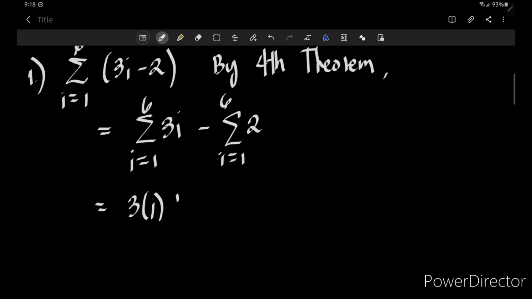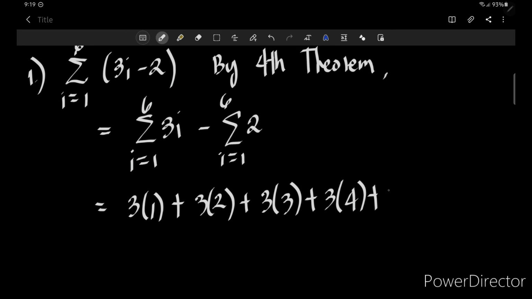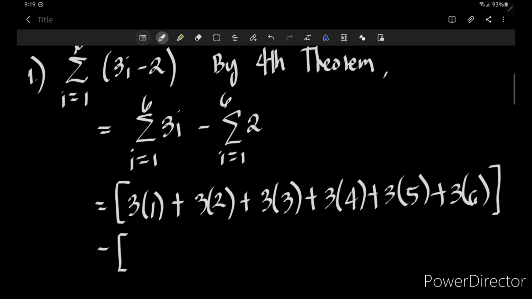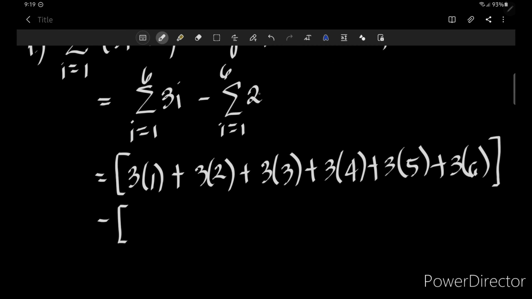So, mangyayari dito, magkakaroon tayo ng 3 times 1 plus 3 times 2, plus 3 times 3, plus 3 times 4, plus 3 times 5, plus 3 times 6. Then, gawin ng bracket para hindi ka malito. Minus, another bracket. Ito naman yung ating isa-solve. Since constant ito, that is equal to Cn by first theorem, magkakaroon tayo ng 2 times 6.